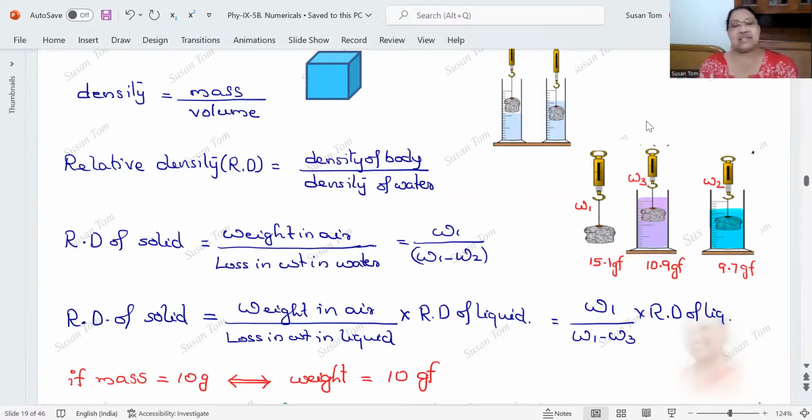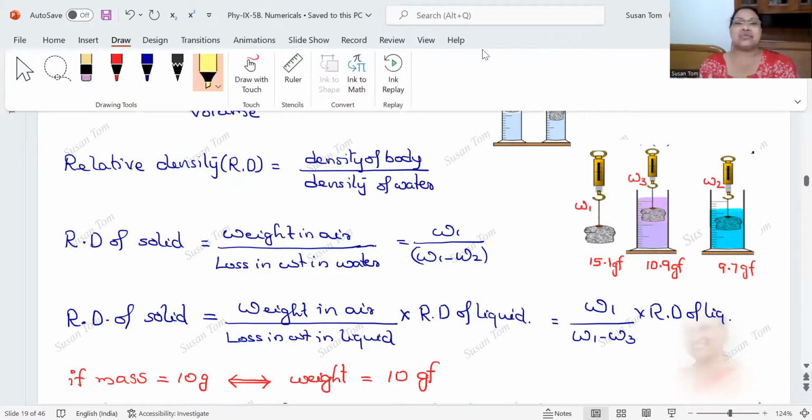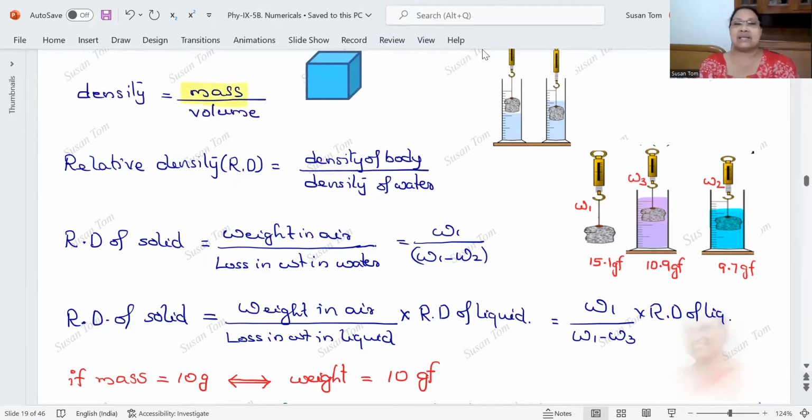First one, the simple density formula. Density of any substance is equal to its mass over its volume. How much mass the body has and how much volume it has. The ratio of mass to volume is the density of a substance.